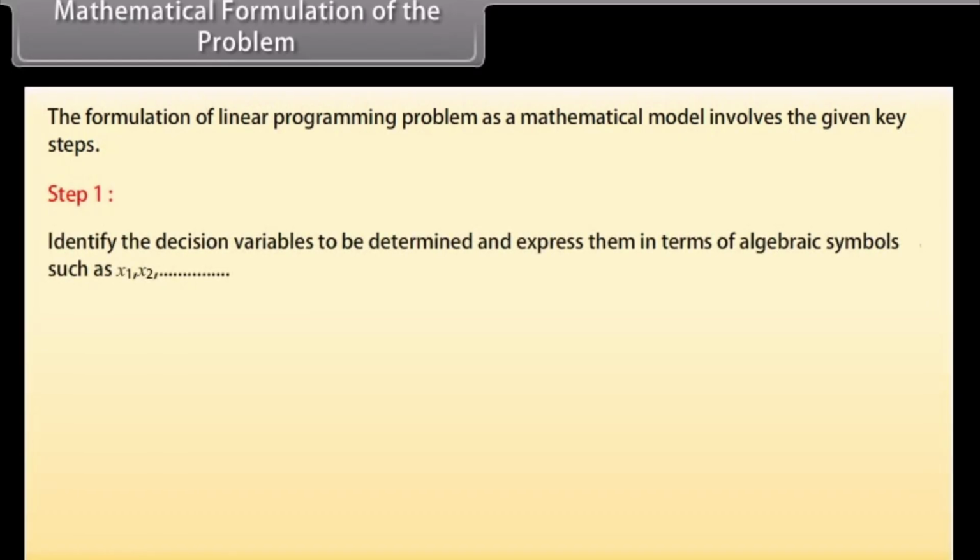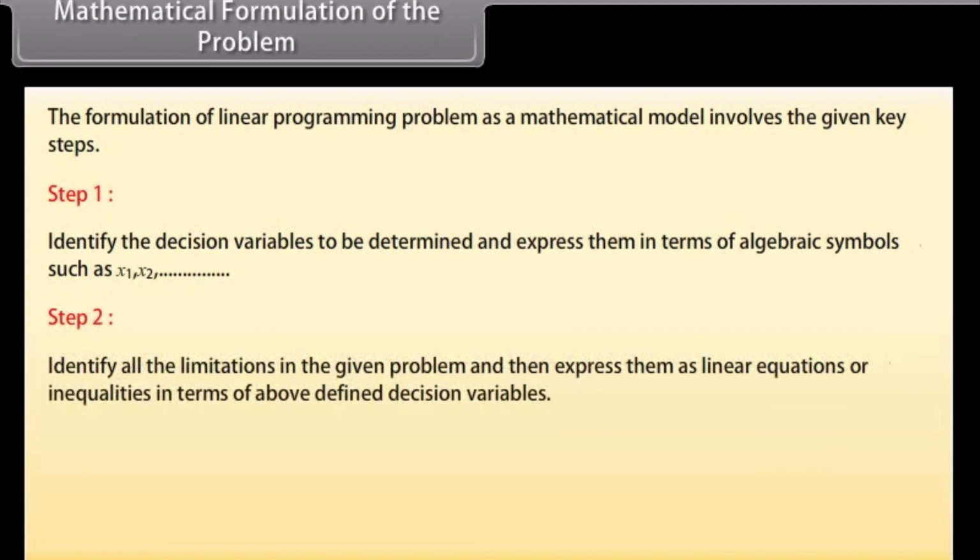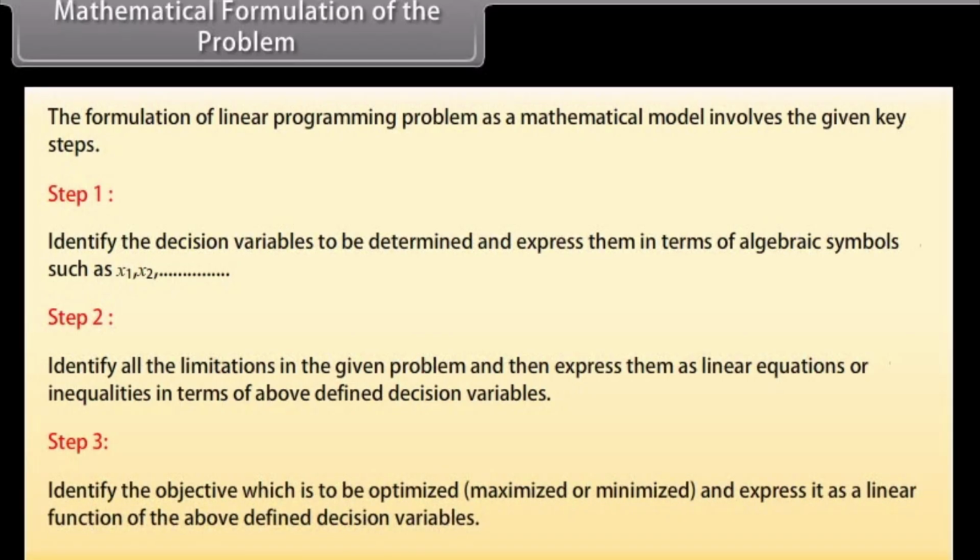Mathematical formulation of the problem. The formulation of a linear programming problem as a mathematical model involves the following key steps. Step 1. Identify the decision variables to be determined and express them in terms of algebraic symbols such as x1, x2 and so on. Step 2. Identify all the limitations in the given problem and then express them as linear equations or inequalities in terms of the above defined decision variables. Step 3. Identify the objective which is to be optimized, maximized or minimized, and express it as a linear function of the above defined decision variables.